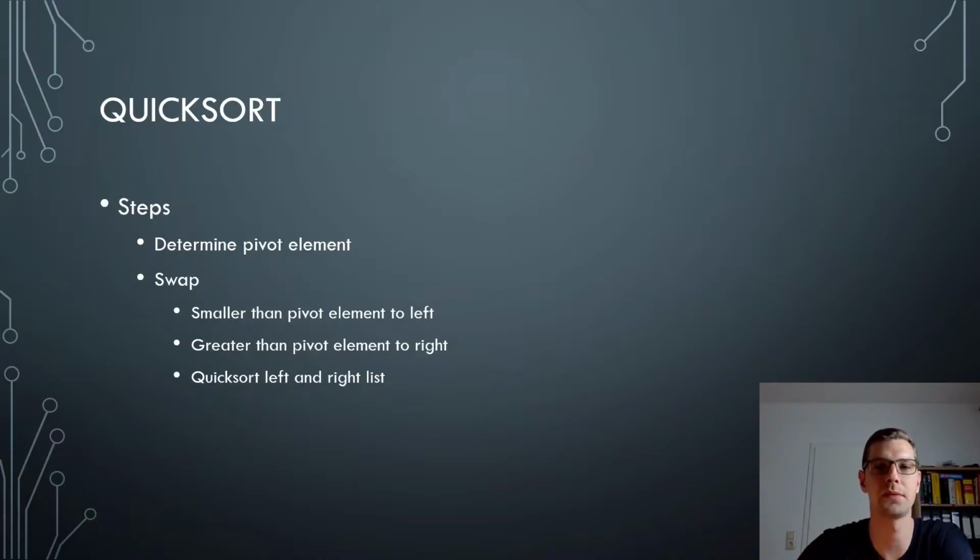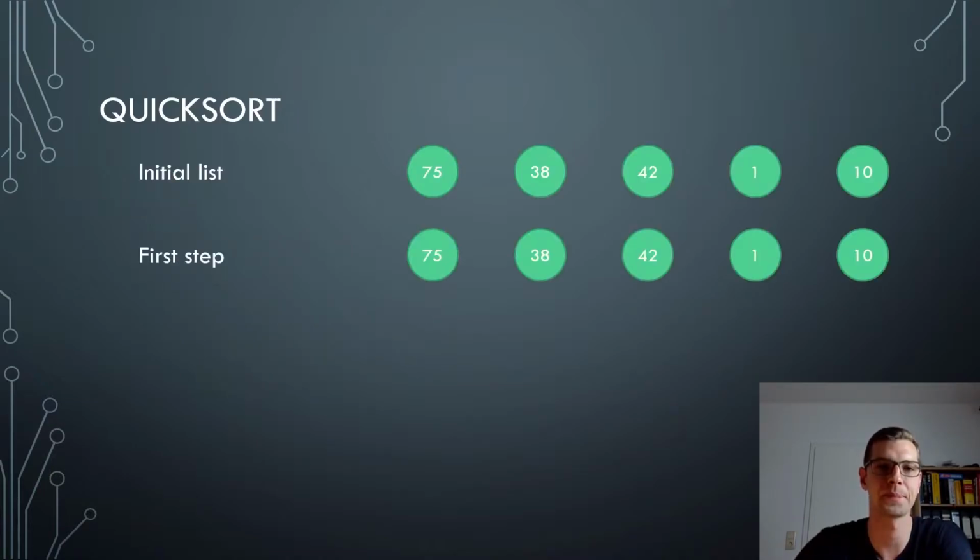Alright, let's go through an example. Here we have the initial list 75, 38, 42, 1 and 10. In our first step we have to find the pivot element. I took randomly the 38 here. Alright, and then in the next step we have to compare our items with our pivot element.